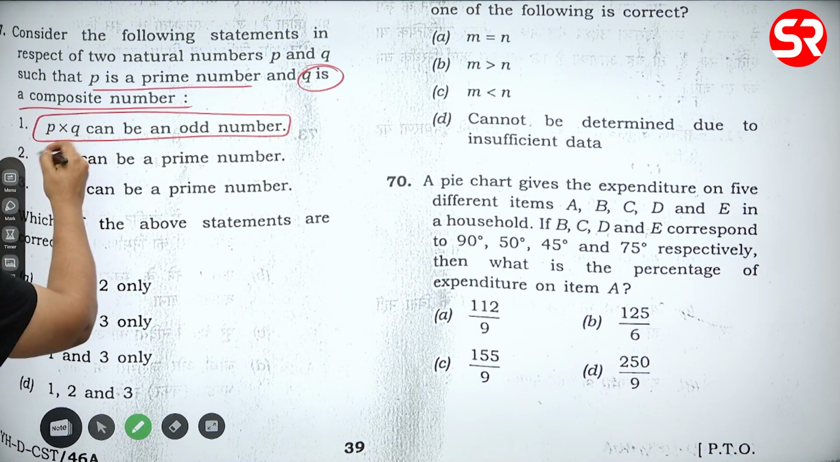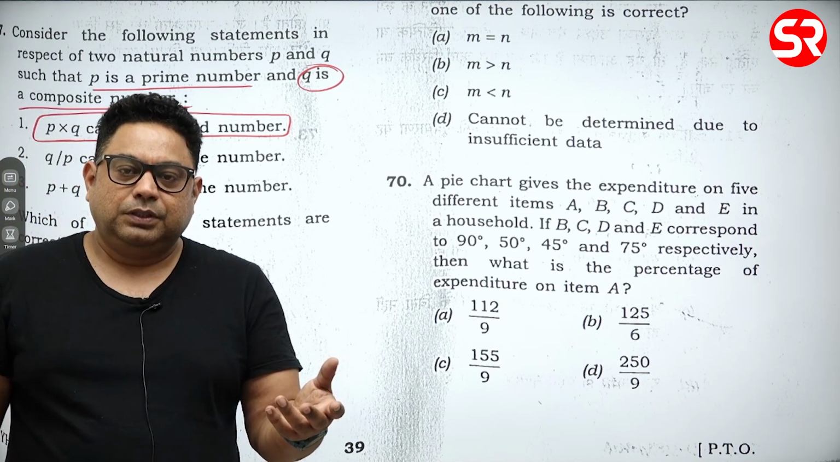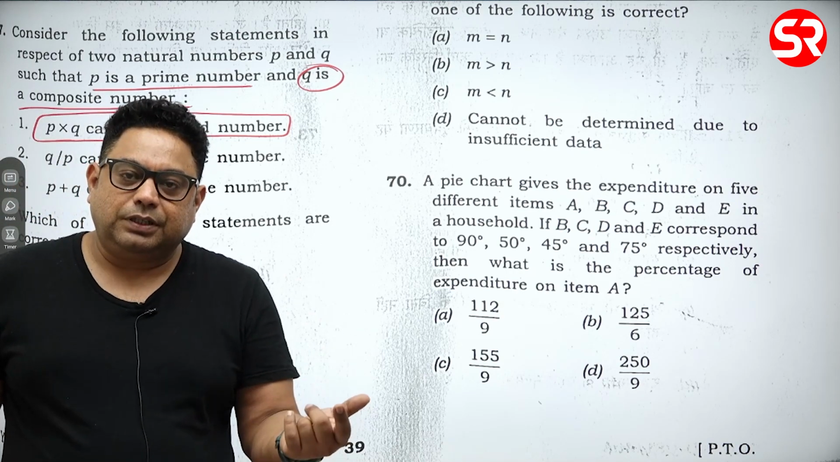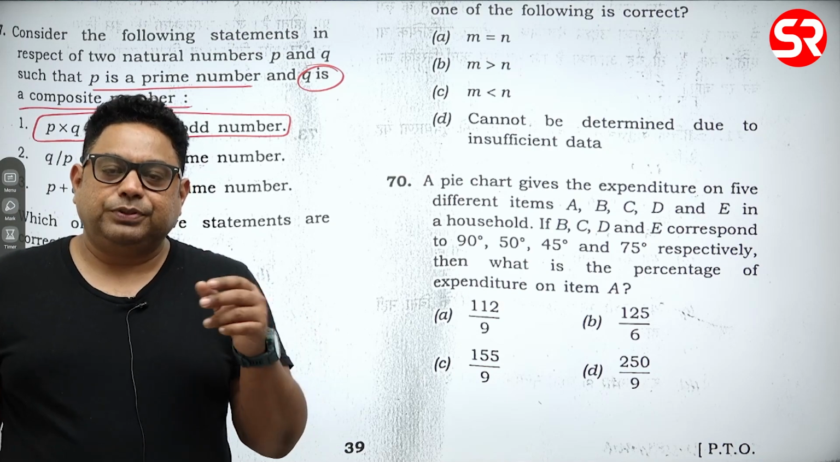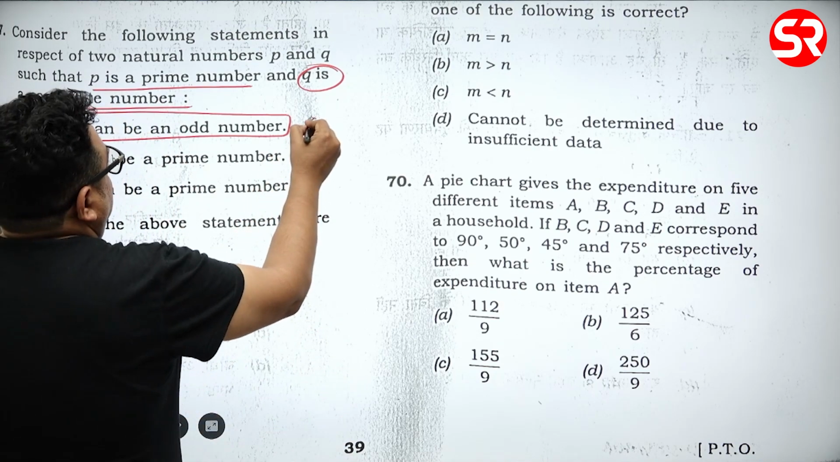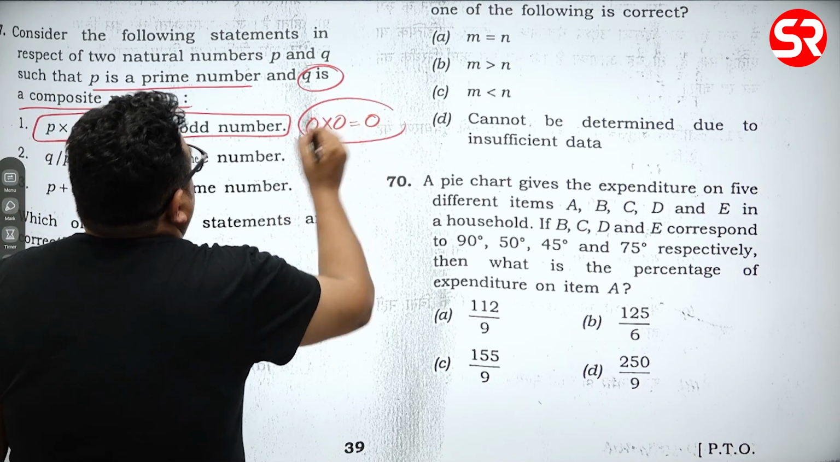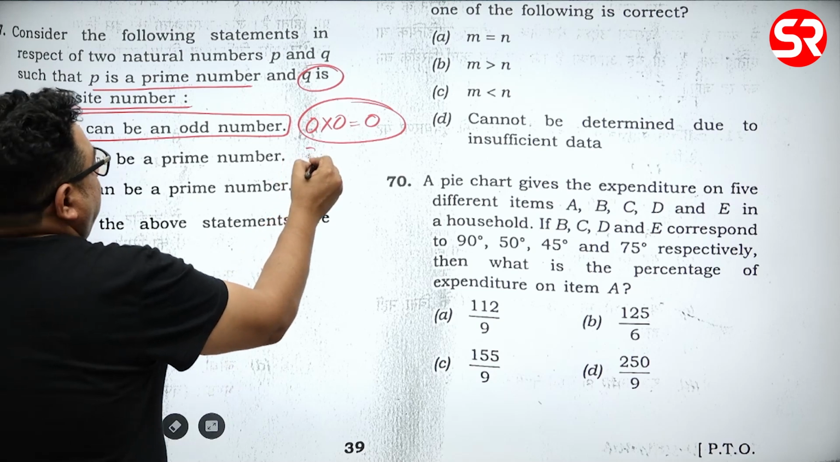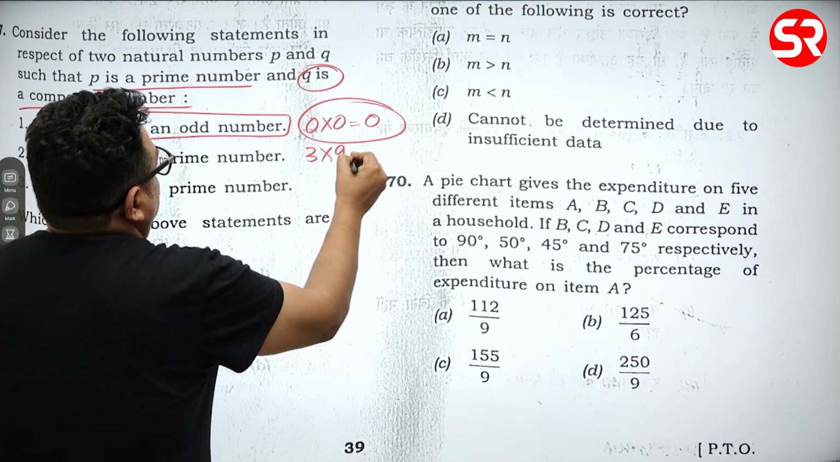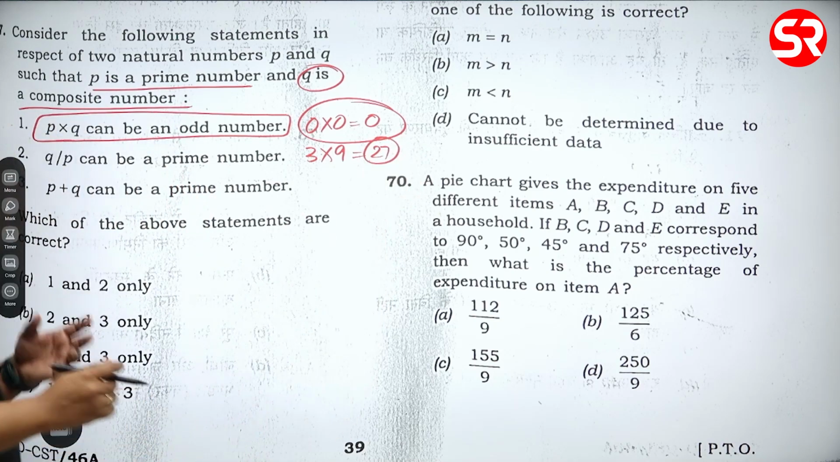Why not? P is a prime number, and prime numbers are odd. Odd into odd is odd. Composite numbers can also be odd. So P is odd, and odd into odd is always odd here. So take an odd composite number like 3 is prime and 9 is composite. So 27, yes, P into Q can be an odd number.